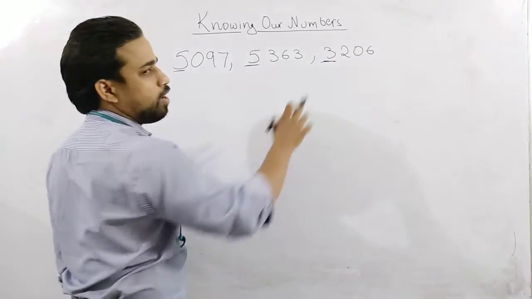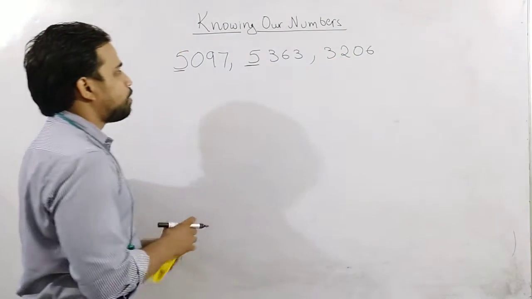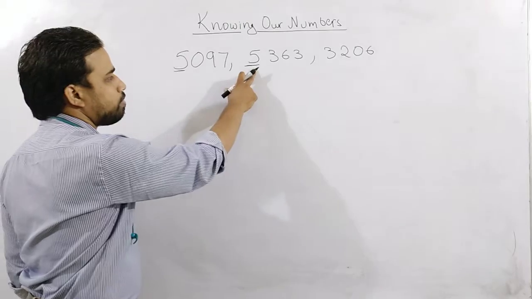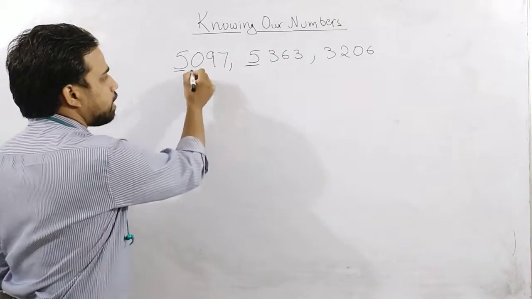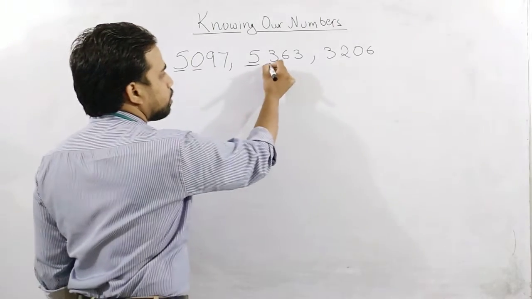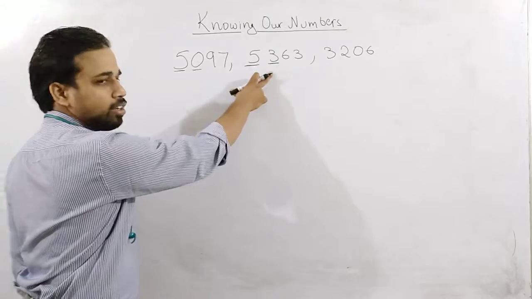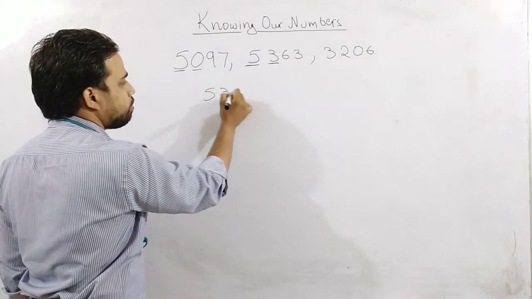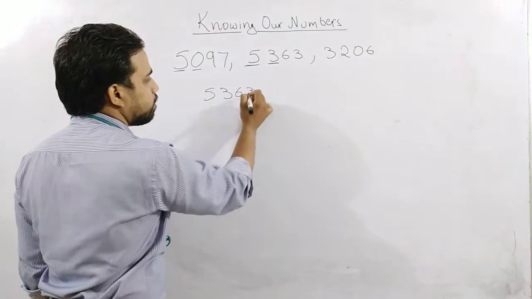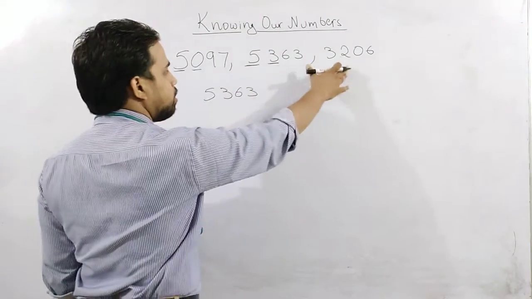This number is most definitely not, because this is the smallest one. So we are left with 5 and 5. Now we will see the next number, that is 0 and 3. Which is the greater? 0 or 3? 3 is. That's why 5, 3, 6, 3 is the greatest of these three numbers.